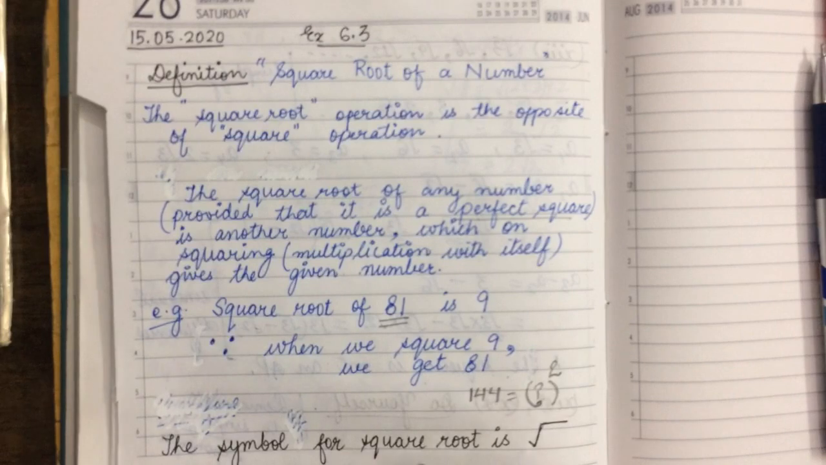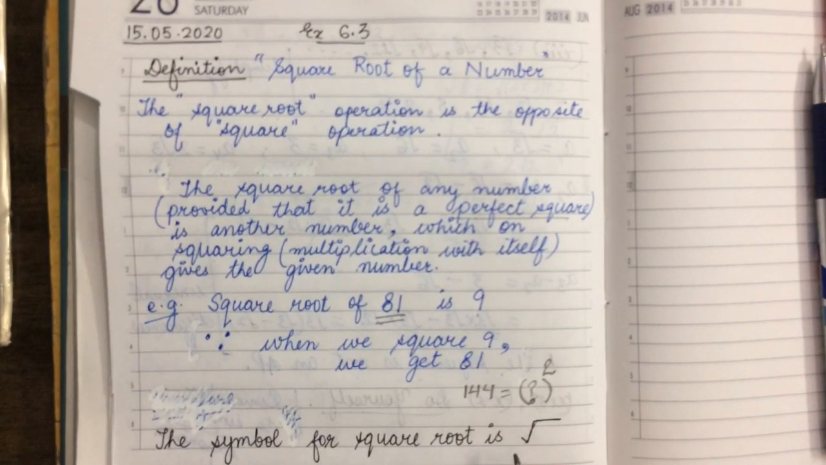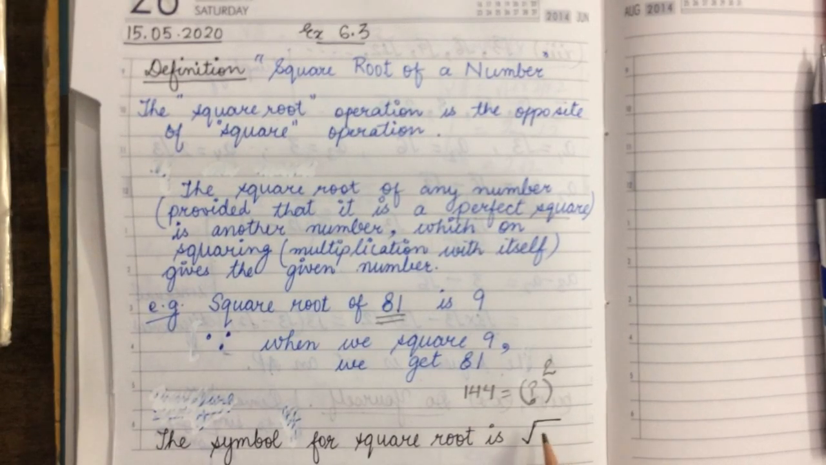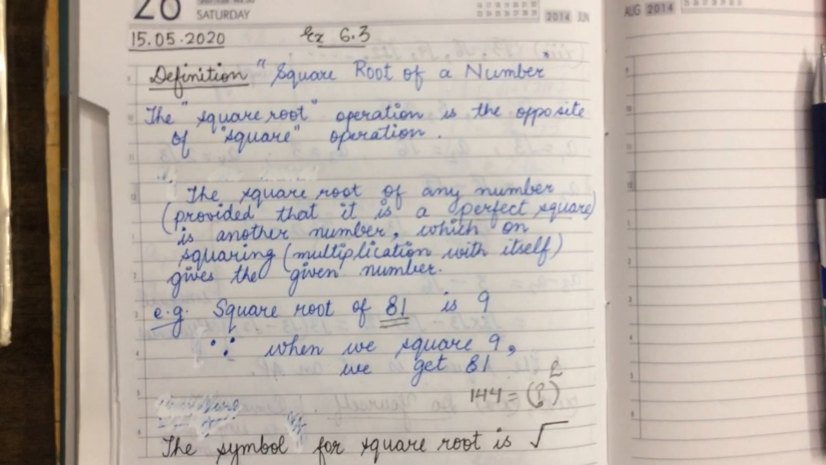Now the symbol for square root is this kind of symbol. This looks like division, but it is not division. These corners are sharp, not rounded like in division. So be careful when you use this symbol. You will get used to it. You just need a little practice.